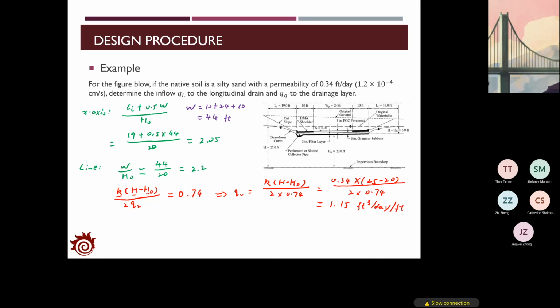Do you know how to get the value? Any ideas about it?